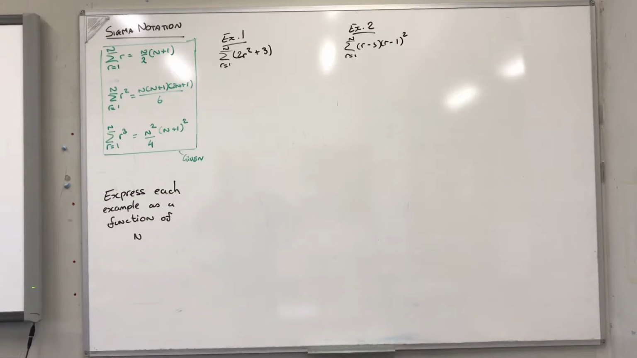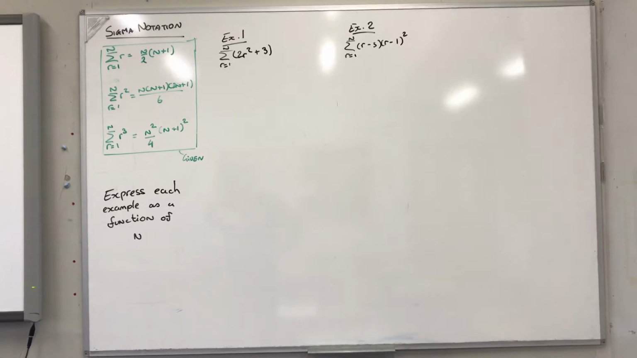And then these are all given, but then we've got one for r squared, which comes out as n bracket n plus 1 bracket 2n plus 1 all over 6. And then r cubed, which is n squared over 4 bracket n plus 1 all squared. You may notice, though it may not make any sense initially, that the sum formula for r cubed is the square of the sum formula for r, which is provable, and you can also look at it numerically.